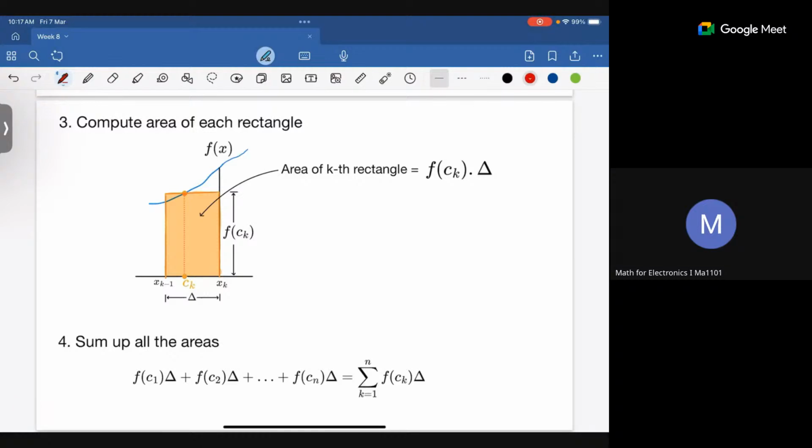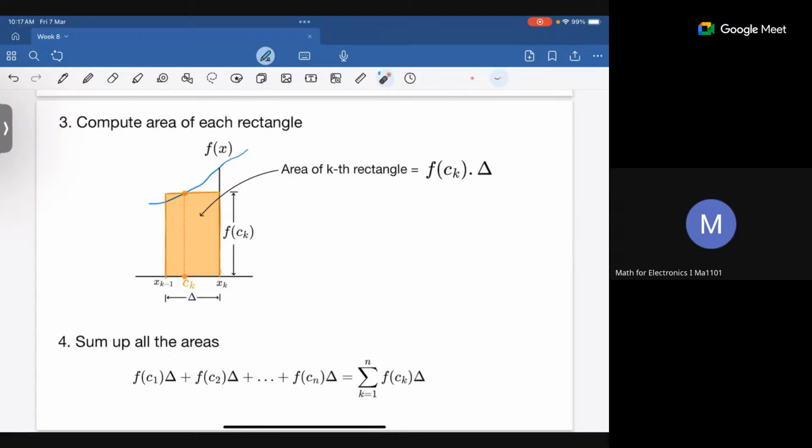Now, once you get n rectangles, you have to compute each rectangle's area, right? So what is the area of each rectangle? If you see here, for the kth rectangle, you have delta as the length and the height will be f of Ck. So observe that Ck is not the midpoint. It may not be the midpoint. It is any arbitrary point.